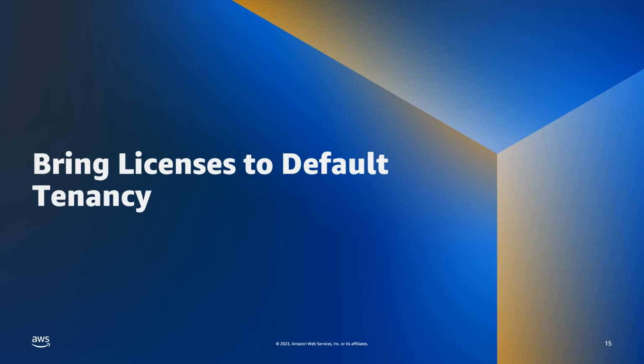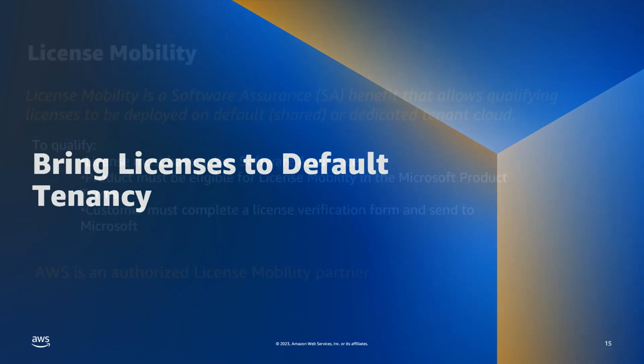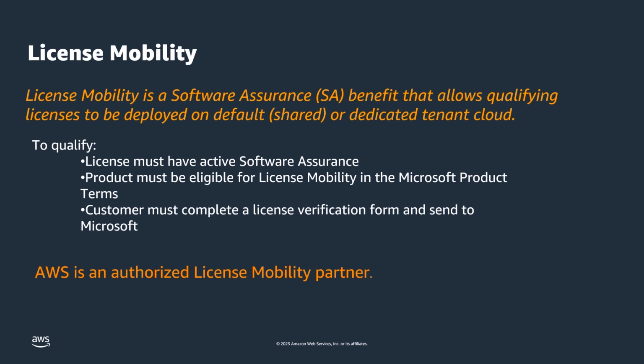Now let's talk about bringing licenses to default tenant environments. License mobility is a Microsoft term for the option to bring certain products with active software assurance to shared or dedicated tenant cloud environments. To qualify for license mobility, the license must have active software assurance. The product must also be eligible for license mobility in the product terms, and not every product is eligible. And the customer must complete a license verification form and send it to Microsoft within 10 days of deployment. I do want to mention AWS is an authorized license mobility partner, which is great news because that's what allows customers to bring those licenses to AWS.